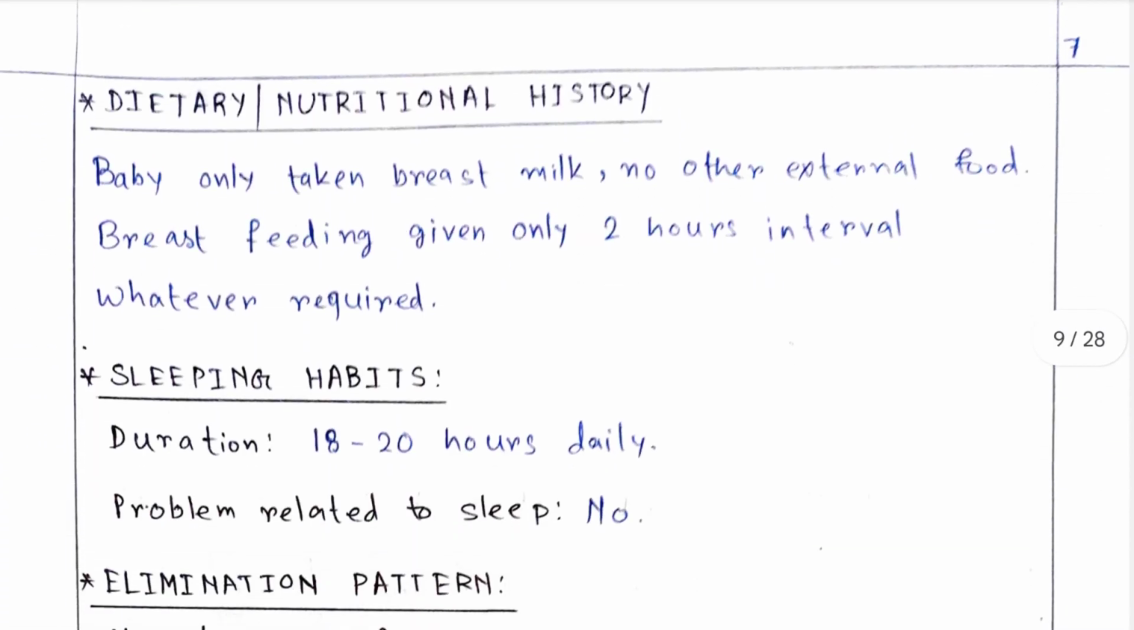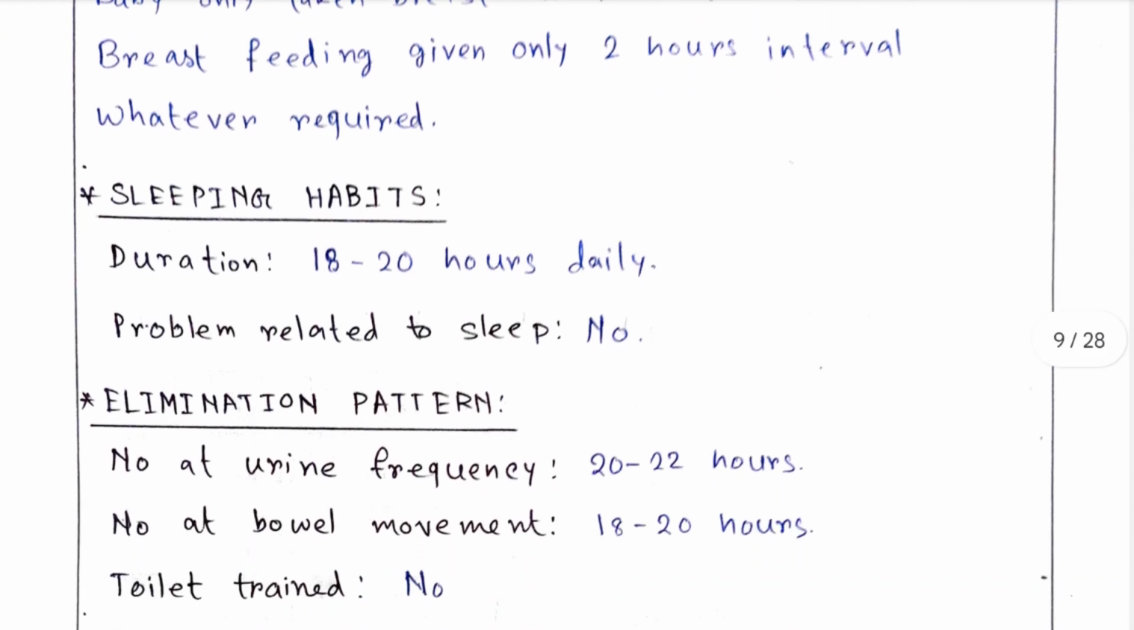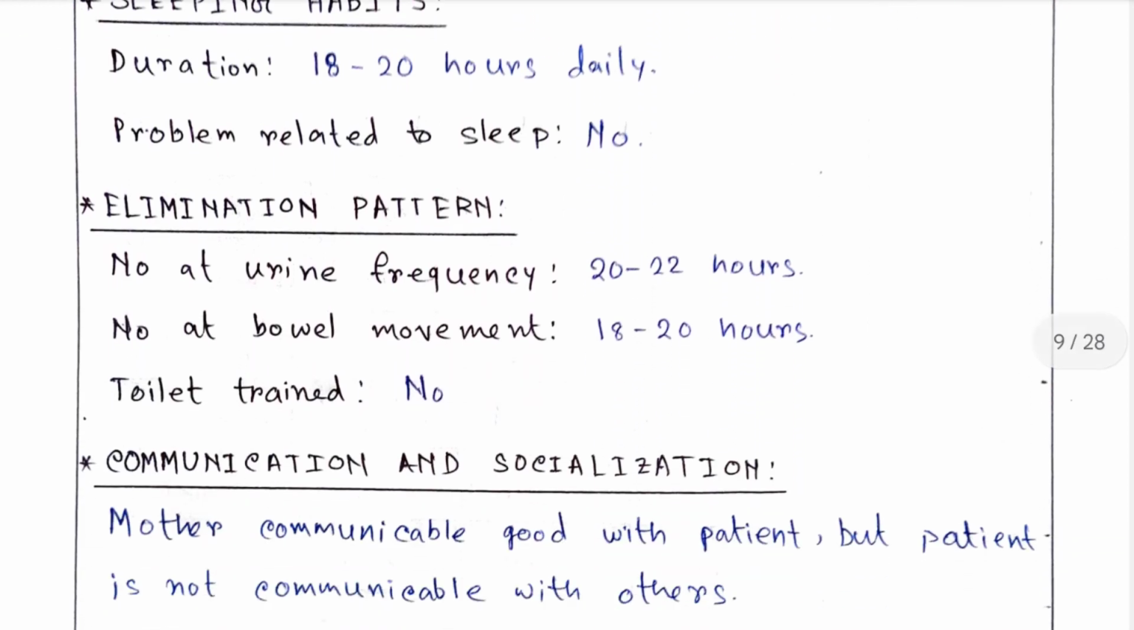Next is dietary nutritional history. Baby has only taken breast milk, no other external food, breastfeeding given at 2 hours interval, whenever required. Sleeping habit: duration 18 to 20 hours daily. Problems related to sleep? No. Elimination pattern: urine frequency 20 to 22 hours, bowel movement 18 to 20 hours, toilet training not applicable.